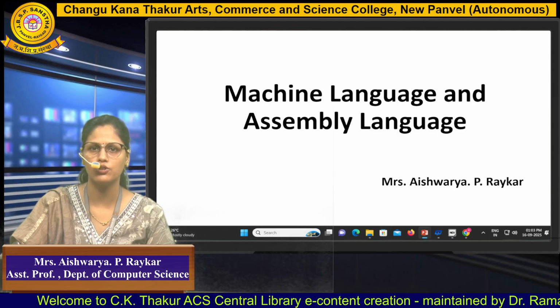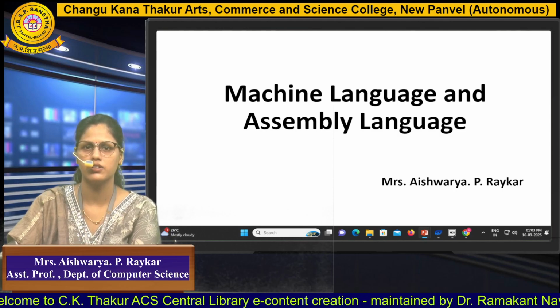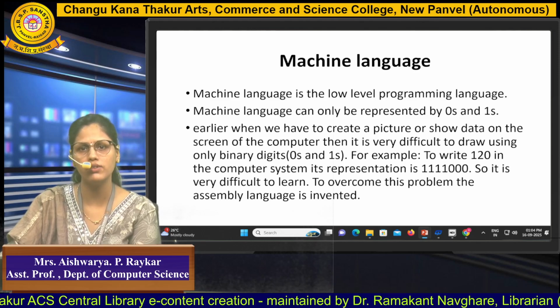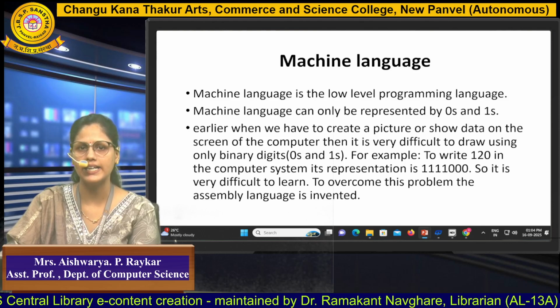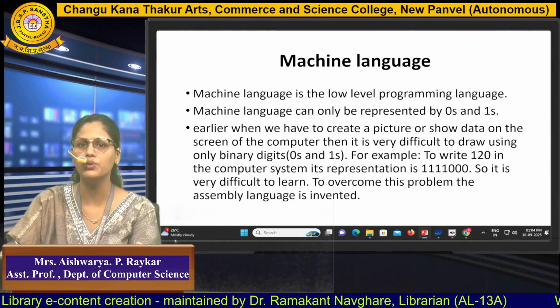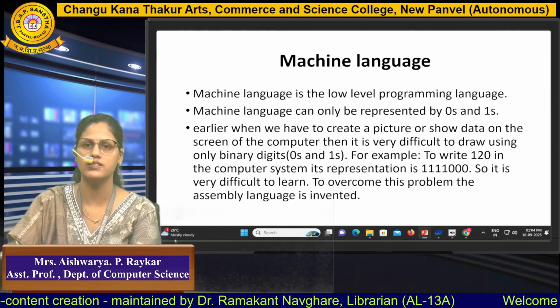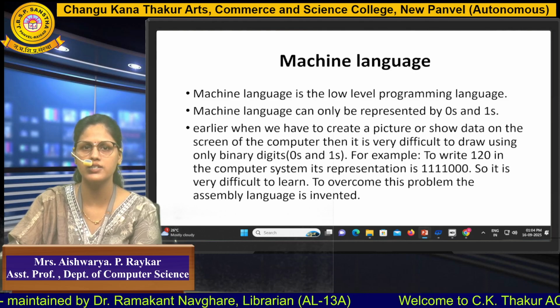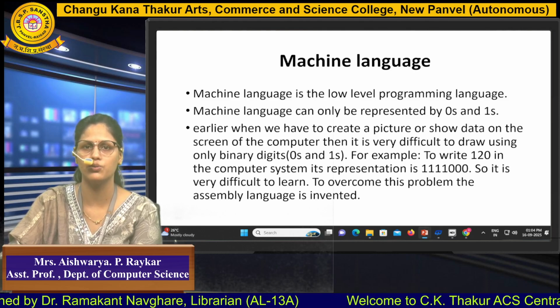Today I am going to take the topic machine language and assembly language. Now what do we mean by machine language? First of all, machine language is the low level programming language, and in that language we only use zeros and ones, that is in the form of the binary, because the machine understands, that is our computer understands binary language, which is in the form of the zeros and ones.